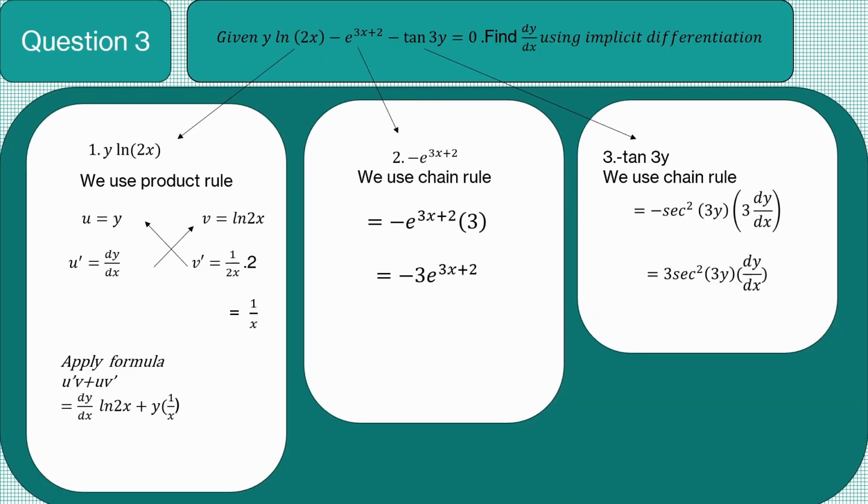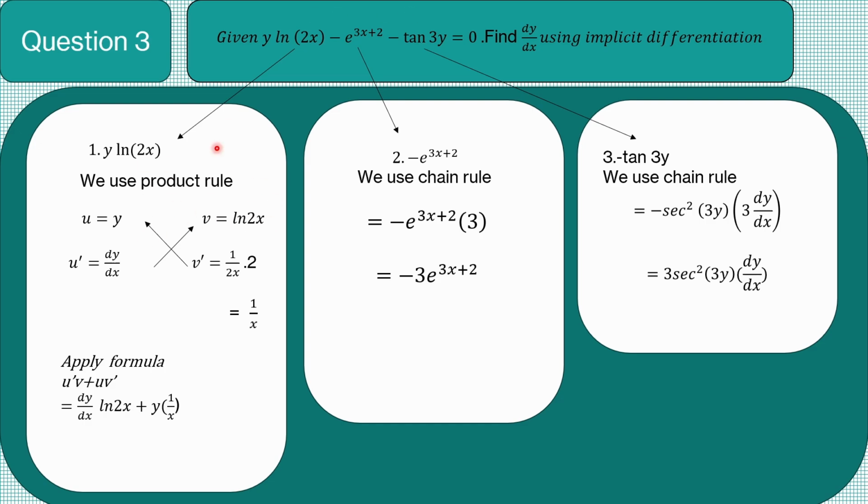My name is Muhammad Faris Fawas. I'm going to answer this question. Given y log 2x minus e to the power of 3x plus 2 minus tan 3y equals 0, find dy over dx using implicit differentiation. Okay, first, y log 2x. This is the product of y multiplied by log 2x. We are going to use the product rule.